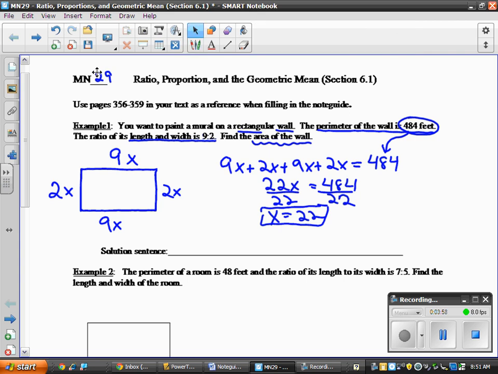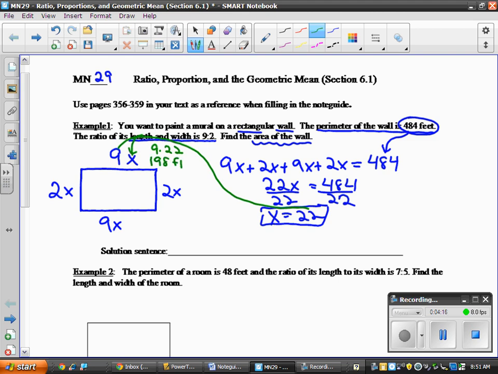Oof, we've been studying triangles so much I'm going to say triangles. So I'm going to put this 22 right in for x right here. So 9 times 22 means that this length right here is really 198 feet. So that's what that length is right there.